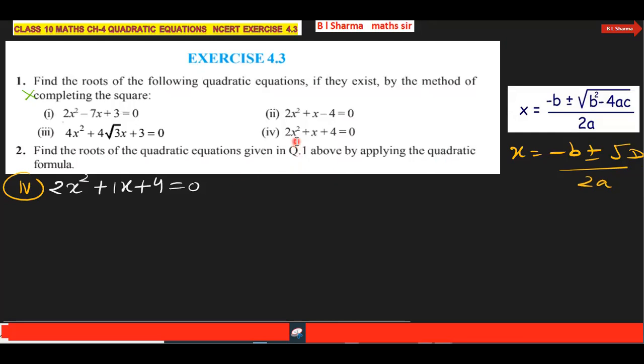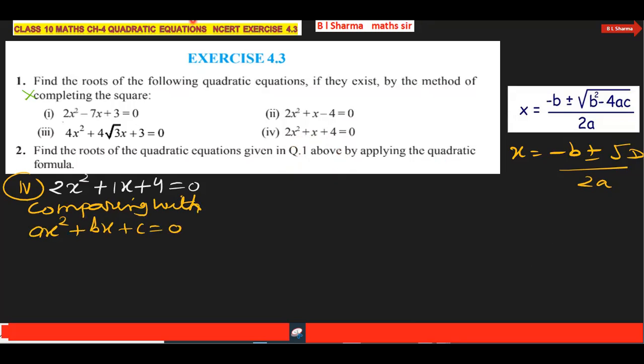Fourth part, that is 2x square plus 1x plus 4 is equal to 0. So comparing with the standard form, that is ax square plus bx plus c is equal to 0. We have a is 2, b is 1, and c is 4.